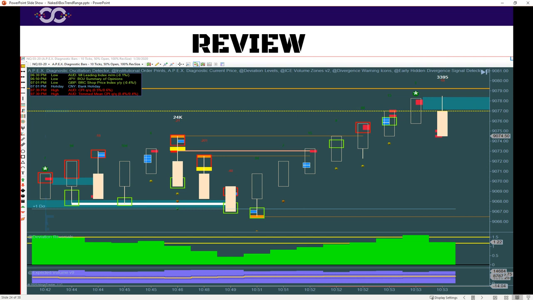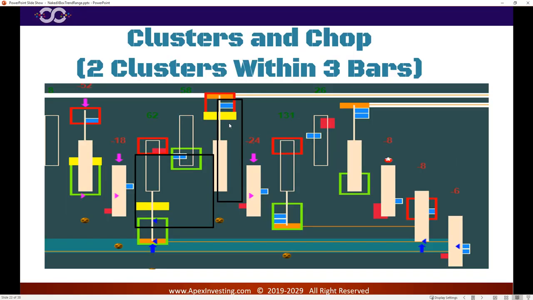So yes. What about Ronald? Ronald says, what about two clusters within 4 or 5 bars, same price mark? That doesn't quite fit this exact rule, Ronald. I don't want to get off on a rabbit trail. It doesn't fit into this rule here at all.